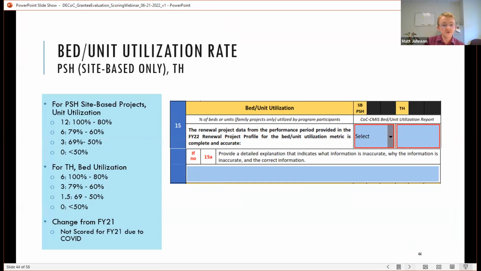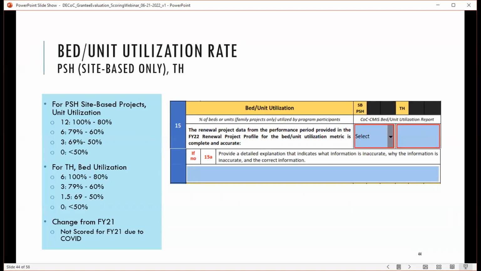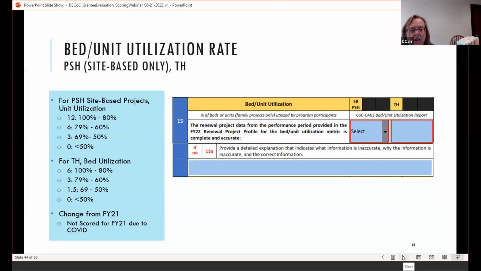Okay, great. This is Carol Carr. Can I ask a quick question too? Sure. About that, for transitional housing bed utilization, we have households in transitional housing. So we could have a family of three in a place with five beds. So for family projects, it's going to be unit utilization.